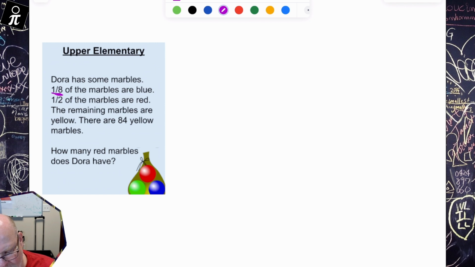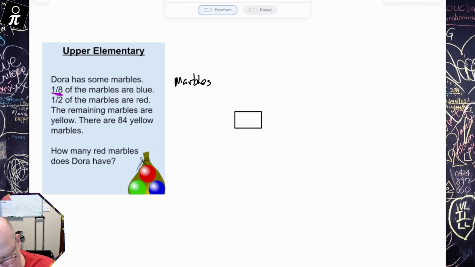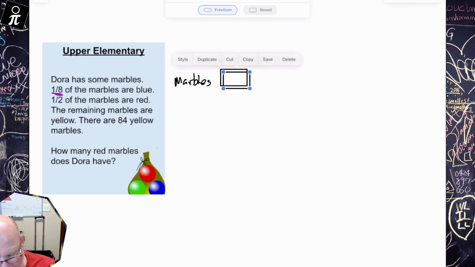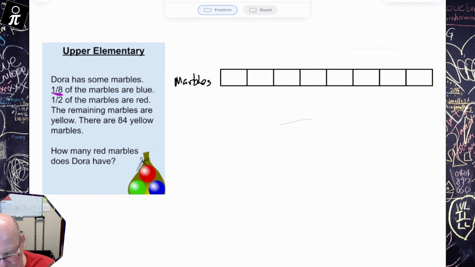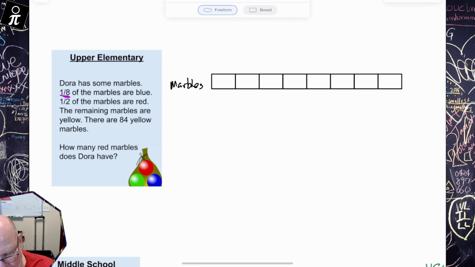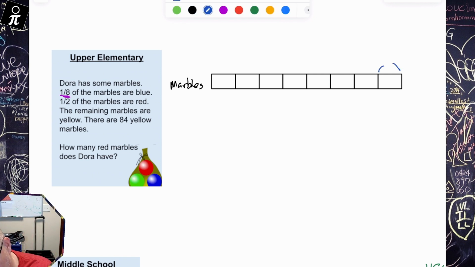So I see that we have 1/8 of the marbles are blue. Let's label this marbles, and let's draw a unit. I don't want a circle. I want some sort of rectangle. There we go. And I need 8 of them because I want to represent that 1/8. There we go. So 1/8 of the marbles are blue. There's your blue. In fact, I want to color it in because I can. And then it says half of the marbles are red.